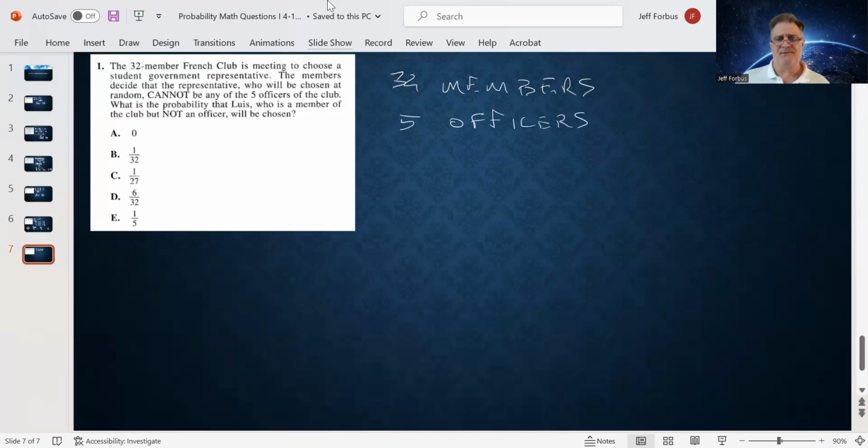Now, the person we choose cannot be an officer, so we have to remove those 5 out of the total. So 32 minus 5 is 27. So we can only choose out of 27. We're talking about Lewis himself. So that's only one person. So that's one chance out of 27 that Lewis will be chosen and is not an officer. So that's going to be answer choice C.